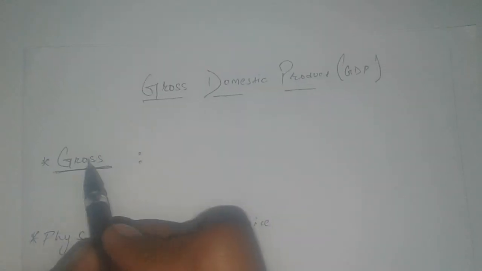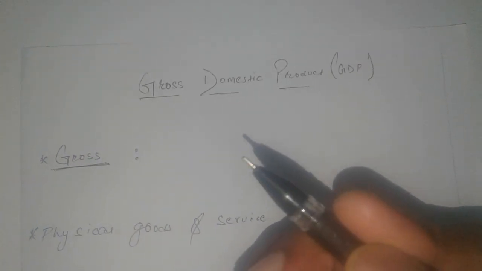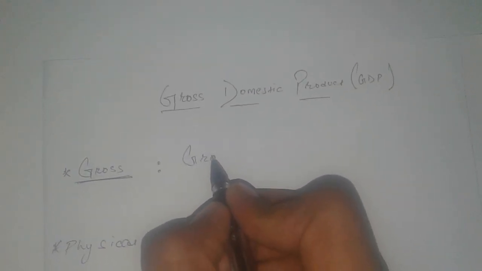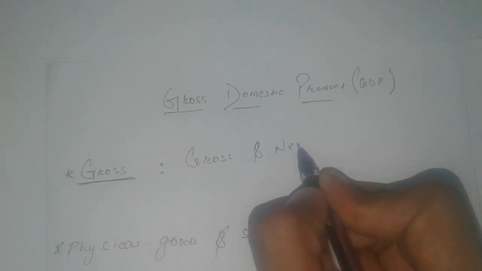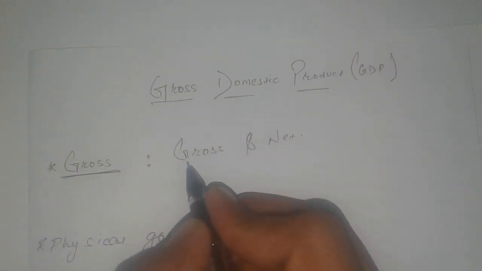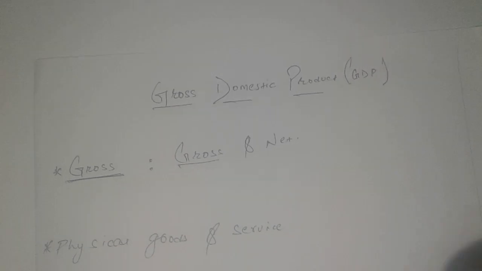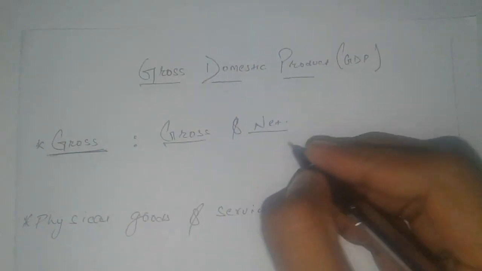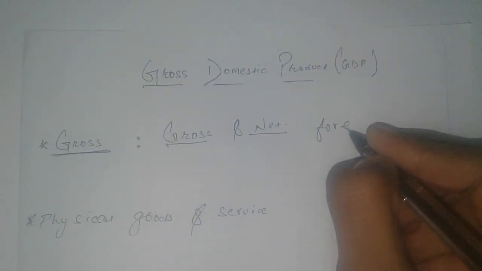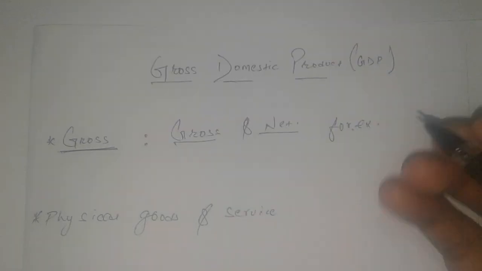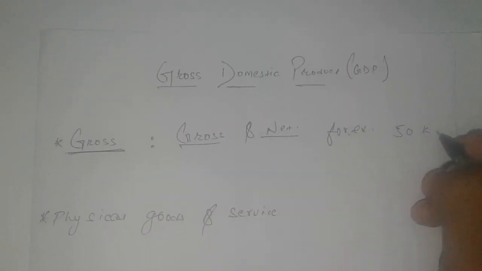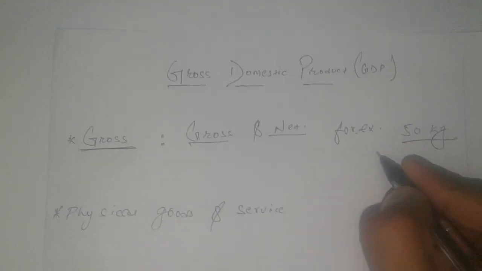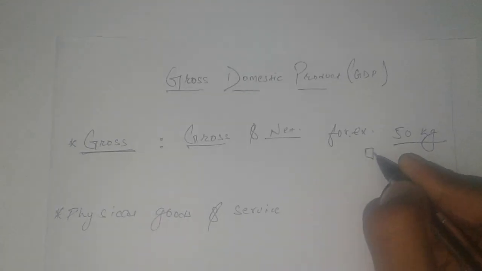So why do we write gross, why don't we write net? The basic difference between gross and net, I am giving you an example to understand this difference. For example, if any farmer produces 50 kgs of rice, you can say 50 kgs of rice in a bag. This is a bag for example, and it includes 50 kg of rice.